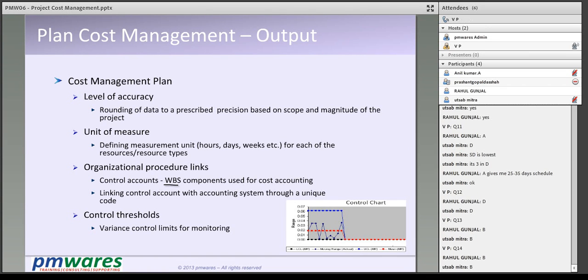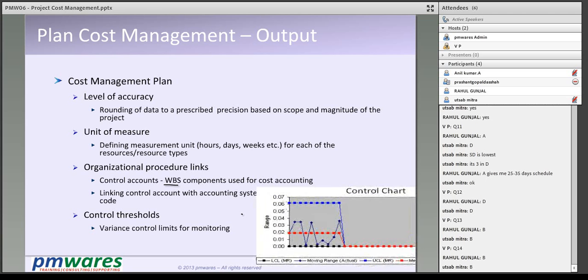Okay, and then also defining our threshold. Like in schedule management plan we define threshold, here also we define threshold, that how much threshold will work. How much threshold, what is the variation which says okay, not a problem, but beyond that variation we say let's take an action and bring the things back into threshold.